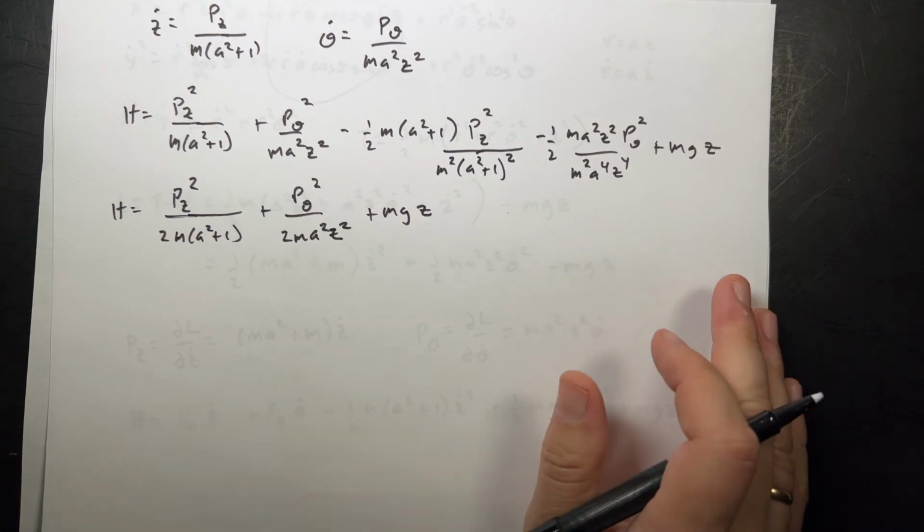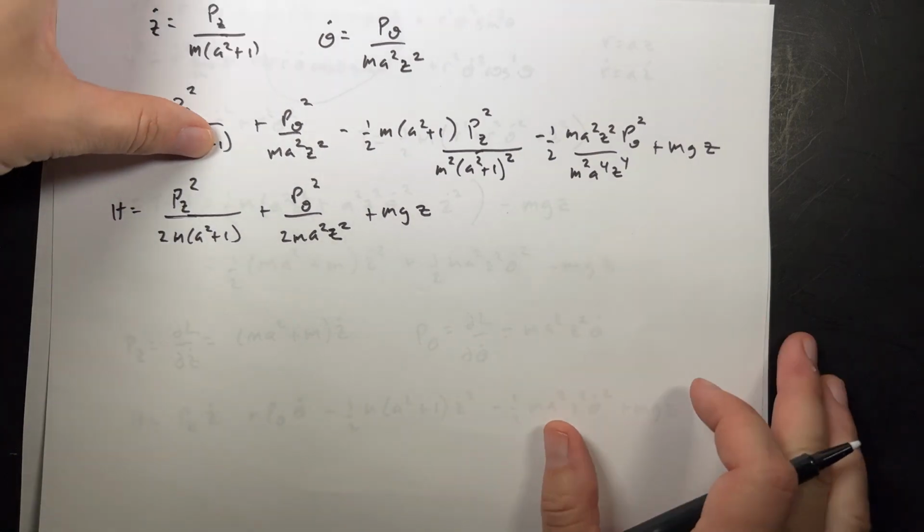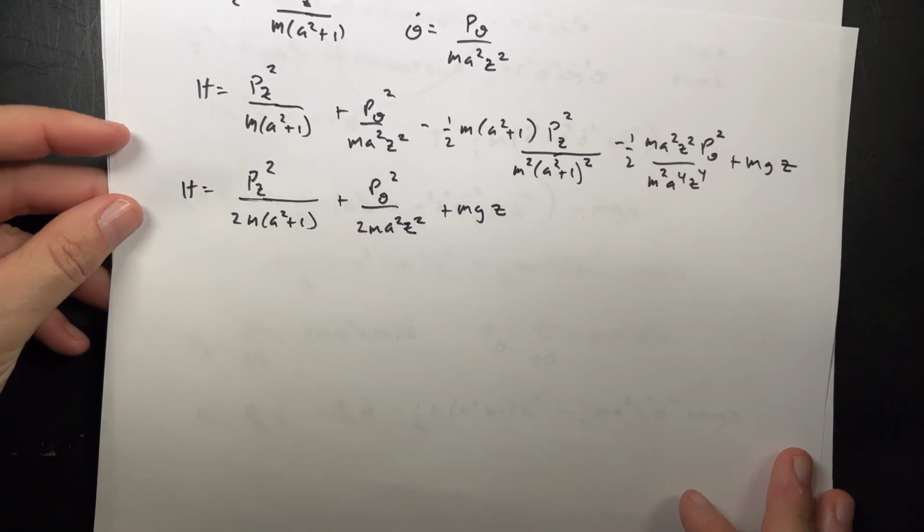So now we have our Hamiltonian. We are rocking and rolling.